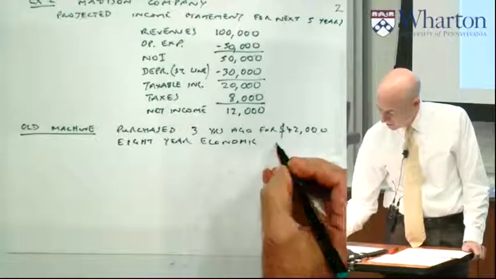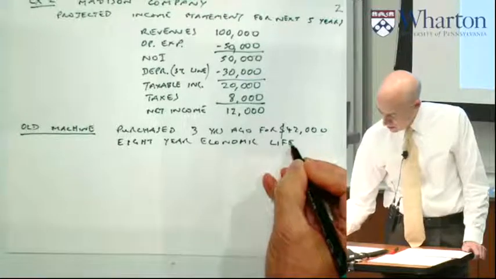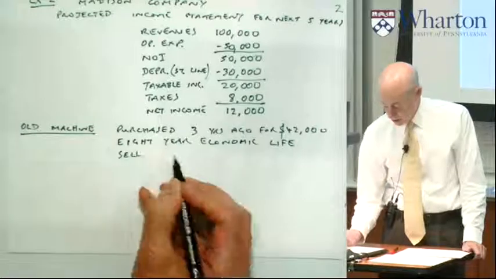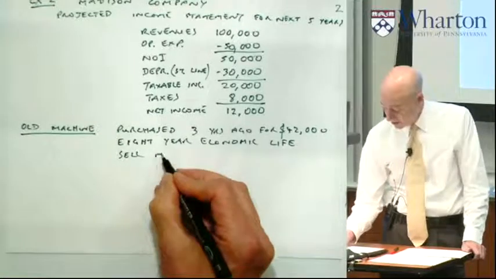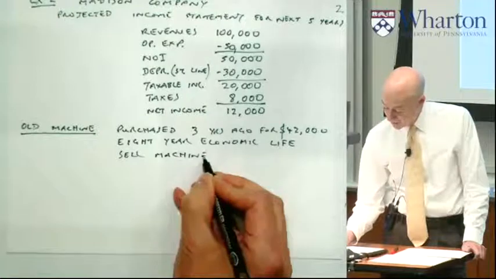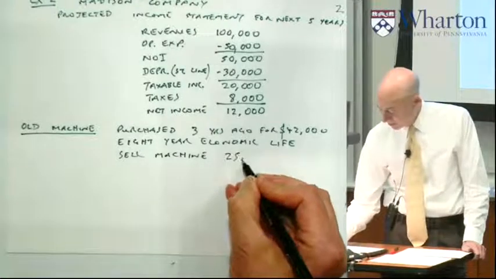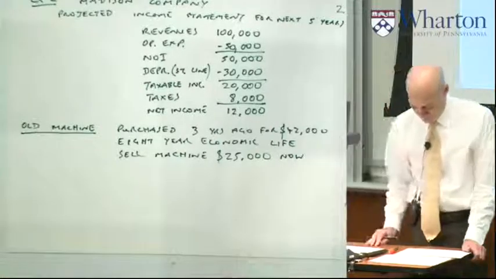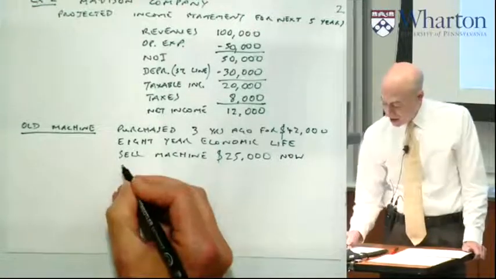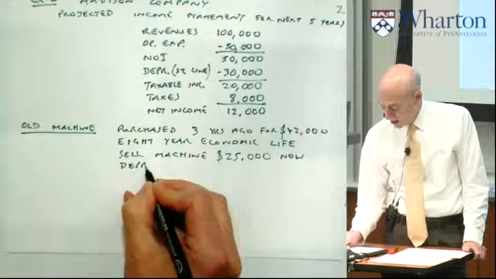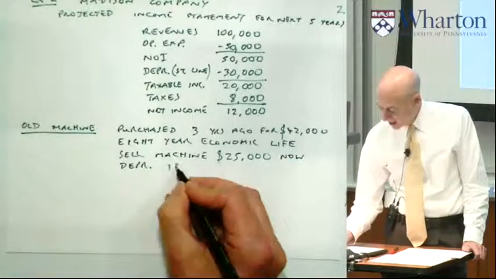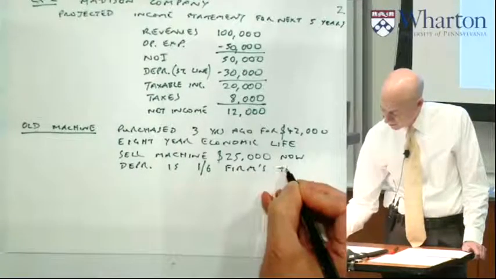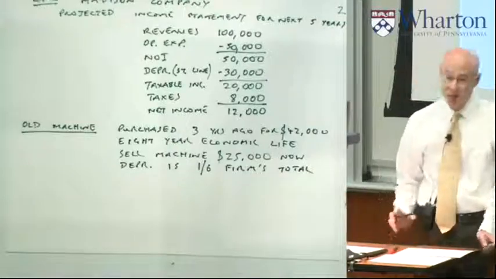And now they could sell it, if they wanted to, on the second-hand market for $25,000. The depreciation on this machine is 1/6 of the firm's total. So that's the old machine.